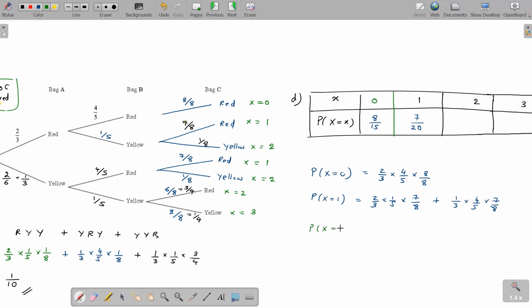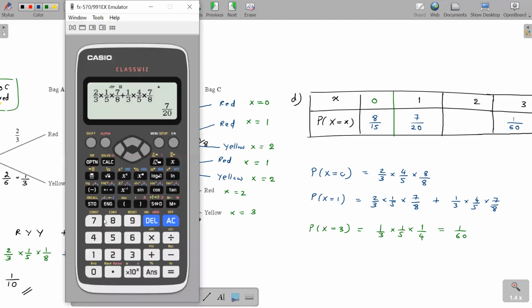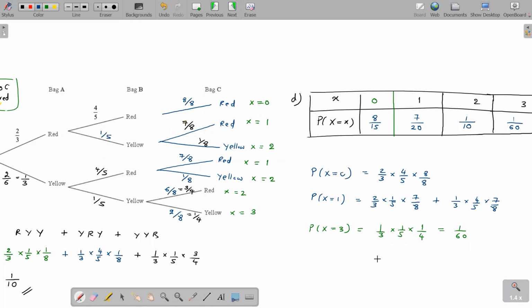That's the easiest. When x equals 3, I get here 1/3 into 1/5 into 1/4. How much is the answer? 1/60. Now add all these probabilities and subtract from 1. That's the easiest way to get it. 8/15. So 1 minus 9/10 should give me 1/10. Okay, so this is my probability distribution.